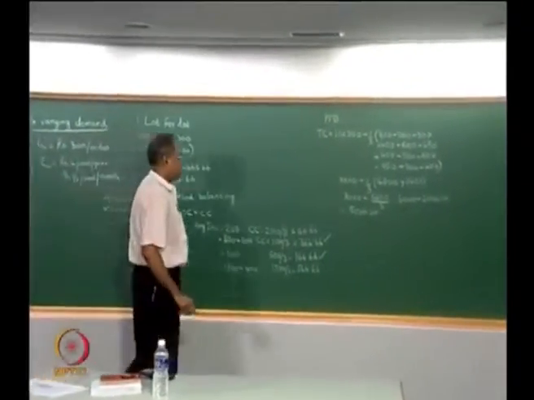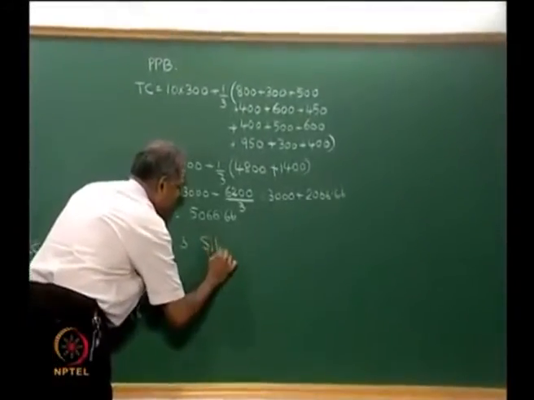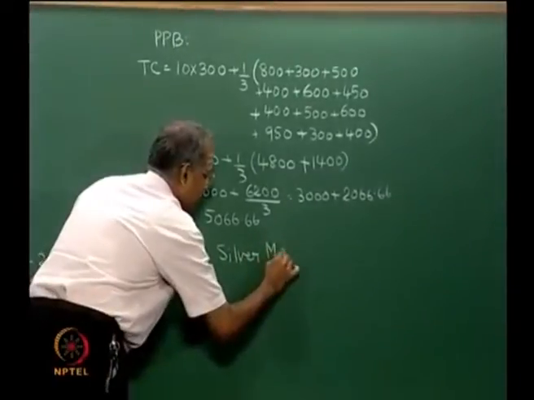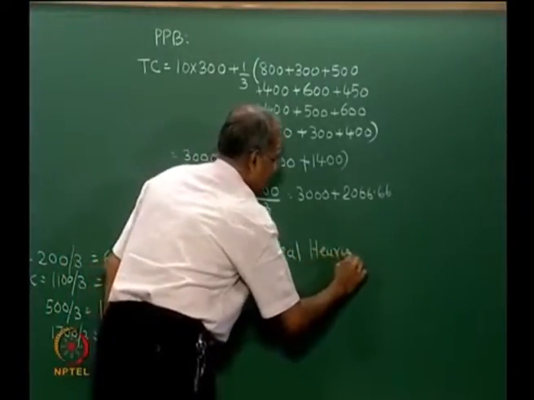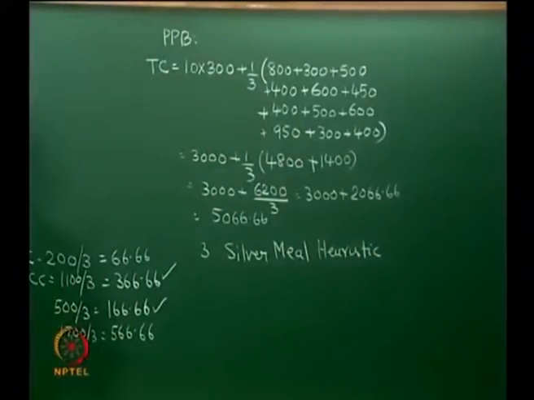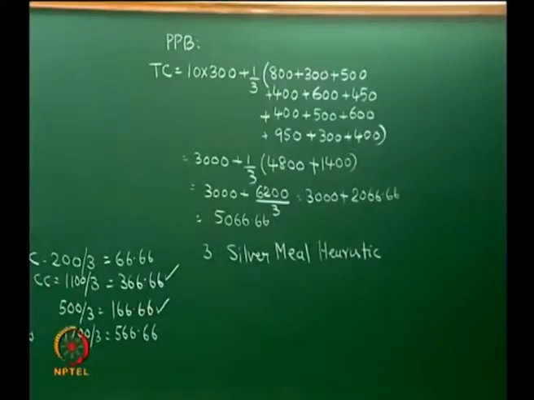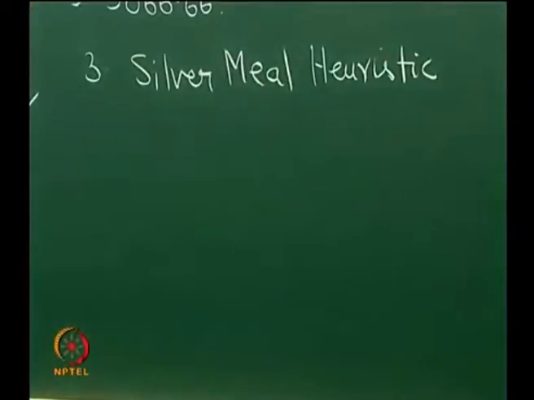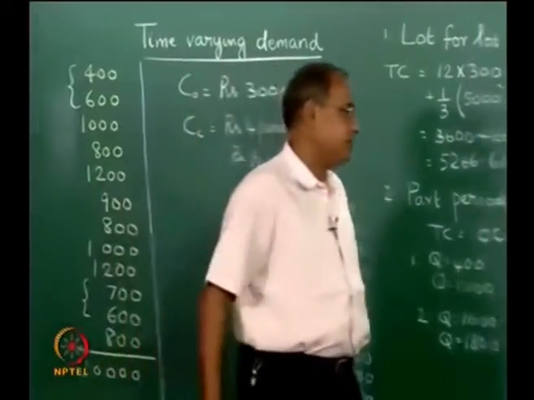Now, the third one that we will see is the most popular heuristic. It is called the Silver-Meal heuristic, after the paper from Silver and Meal, who were the researchers who made that heuristic. It is somewhat similar to part period balancing, but slightly different. We explain the difference using a certain computation.